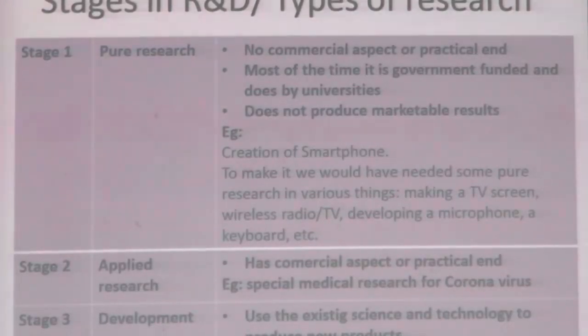Let's say as a small example, the creation of the smartphone. Now everybody has a smartphone. To create this smartphone, what are the things we need? To make it, we would have needed some pure research in various things. What are the various things? Making a TV screen, wireless radio, developing a keyboard, and developing a microphone.